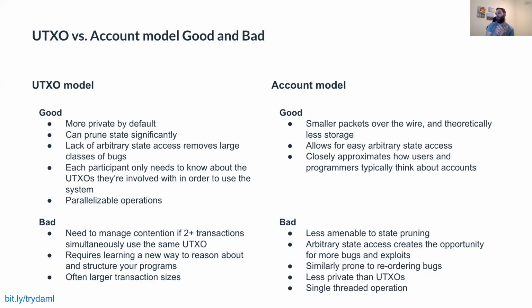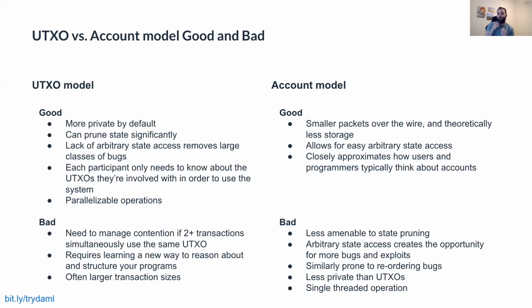On the account model side, you get less amenable to state pruning, because every account basically exists in perpetuity. You never know when one's going to be accessed and by whom. Arbitrary state access creates a lot of opportunity for bugs, as we'll see in a little bit. And you also get reordering bugs and other things in there. You tend to get less privacy, because again, everybody needs to know about every other transaction to some degree in order to make sure that you're not trying to do something that you aren't allowed to do.